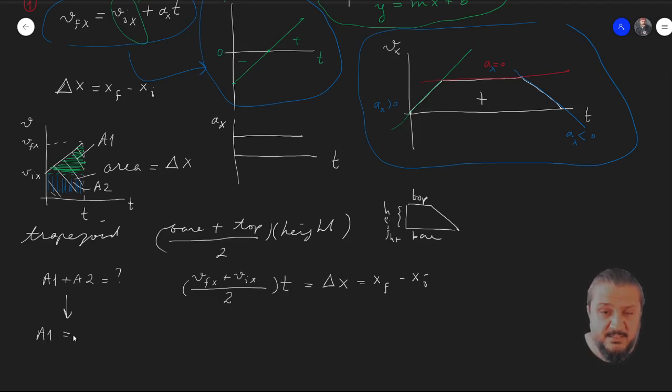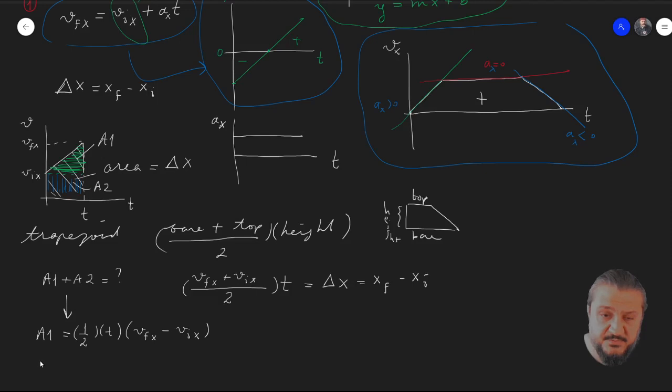A1 is the area of the triangle. Now you can use either T as your base or V final x minus V initial x as your base, and the other one will be the height, right? So let's use T as our base. 1/2 times the base T times the height. Height is here, and that is V final x minus V initial x. Okay, that is your A1.